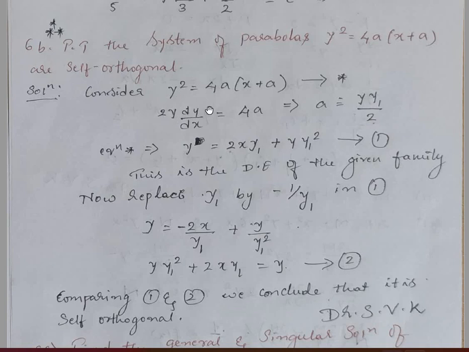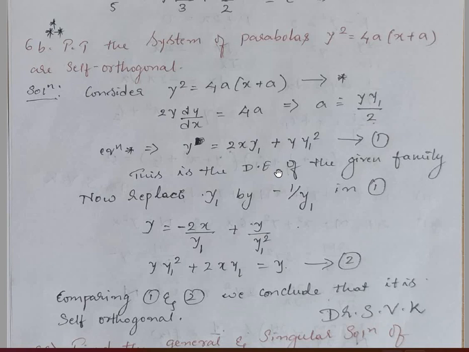I got 2y into dy by dx is equal to 4a times of 1, which is nothing but 4a. So therefore I will find out the value of a equal to y1 divided by 2. Substituting this value in equation star, I can eliminate the value of a, that is my aim. So after elimination, I got the equation star as y equal to 2x y1 plus y1 square. I will name that as equation 1. So, and I will say that this is the differential equation of the given family.